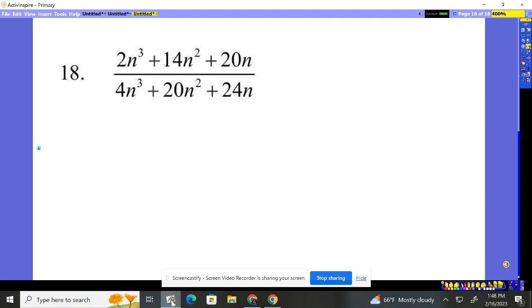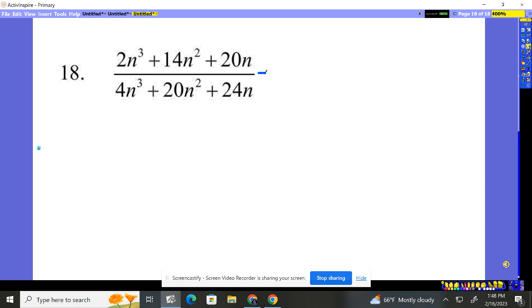Okay, number 18. I see the top is 2n cubed, and then 14n squared, and then 20n. I can see an n coming out, but I also see a 2 coming out because they're all even numbers. And in the bottom, a 4, a 20, a 24. A 4 is coming out and an n.